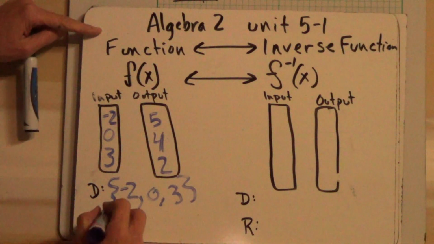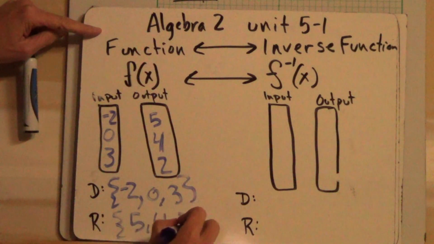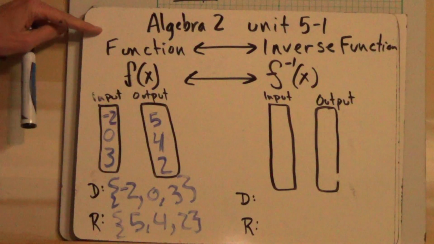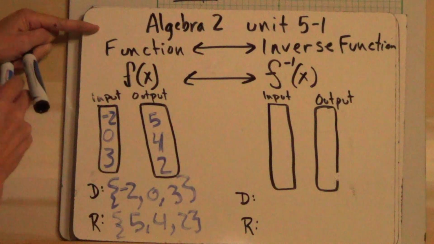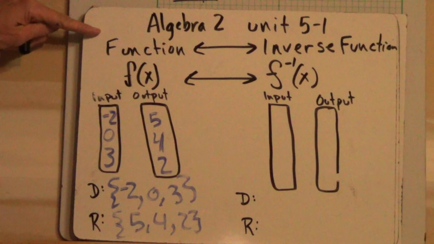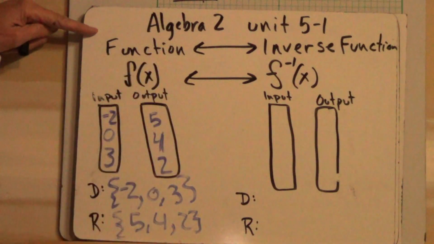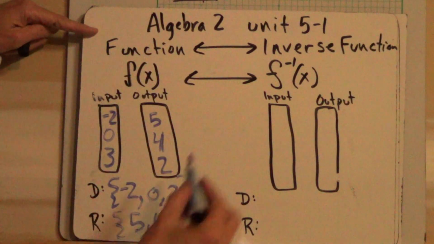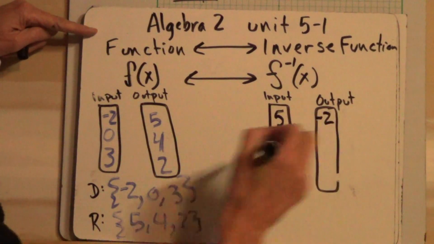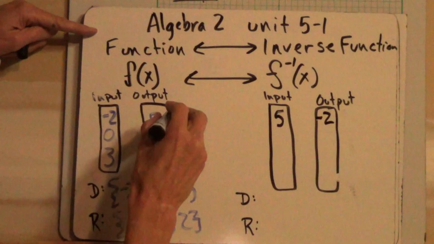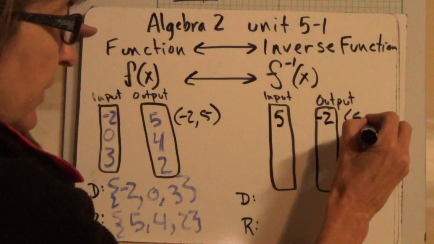The range would be 5, 4, 2. Okay? But here's the cool thing, and it's a way that you can verify that it's an inverse, is that this being your x value, this being your y, they're flipped on an inverse. So the input would be 5, the output would be negative 2. See how this was negative 2, 5? That's going to be 5, negative 2.